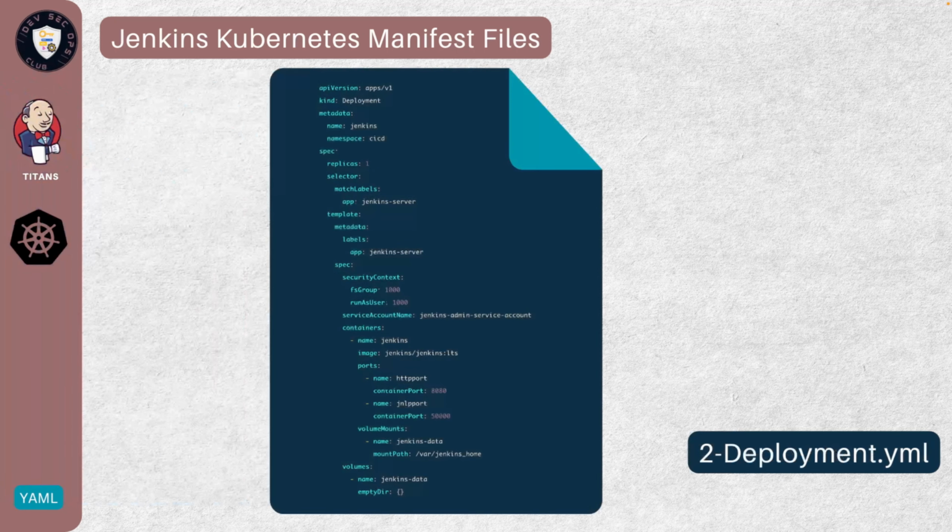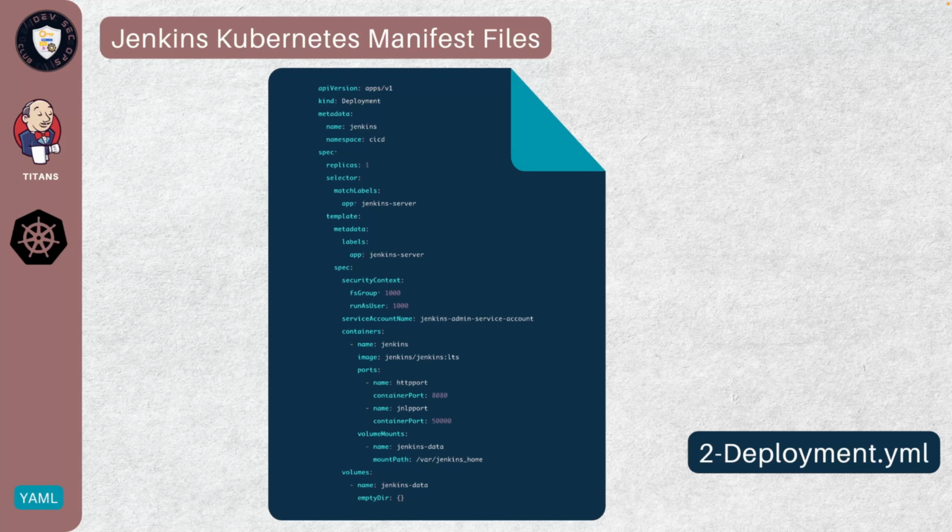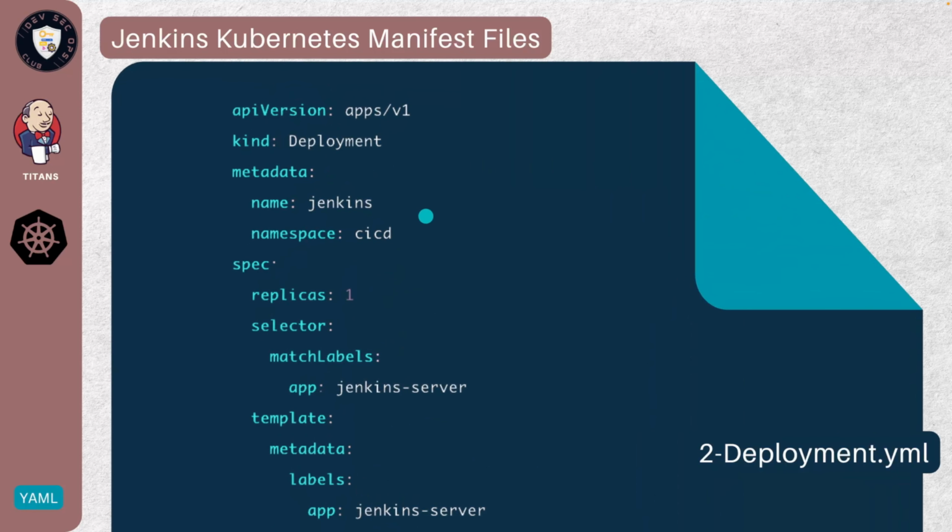After that, in the next step, we have a deployment file. Let's understand the deployment. It's the usual API version, kind, and metadata. The name we have given is Jenkins; the name of the deployment is Jenkins. Remember, don't be confused when we switch to the terminal: you won't see the pod name as just Jenkins, so don't wonder. The namespace is CICD. Here we are running only one replica.